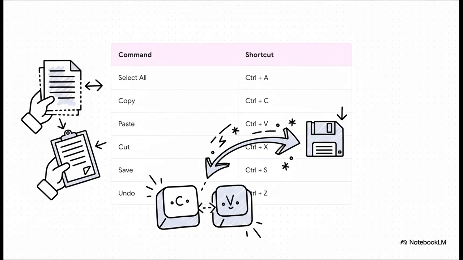Seriously, forget clicking around through a million menus. The real secret to being fast on a computer is keyboard shortcuts. If you just learn these basic ones, select all, copy, paste, undo, it will completely change how you work. Control+C to copy and Control+V to paste, they're about to become your two best friends. Trust me on this one.